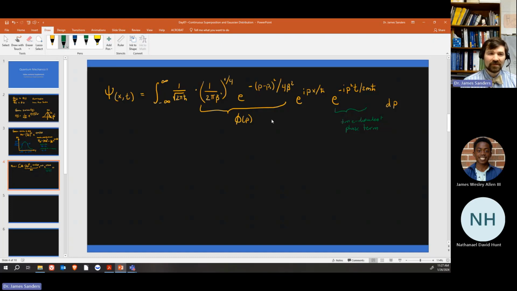From Schrodinger. And then these two elements are the Fourier transform part. Okay. So what's the answer to this integral? It's a pretty long integral. We could maybe combine some terms.